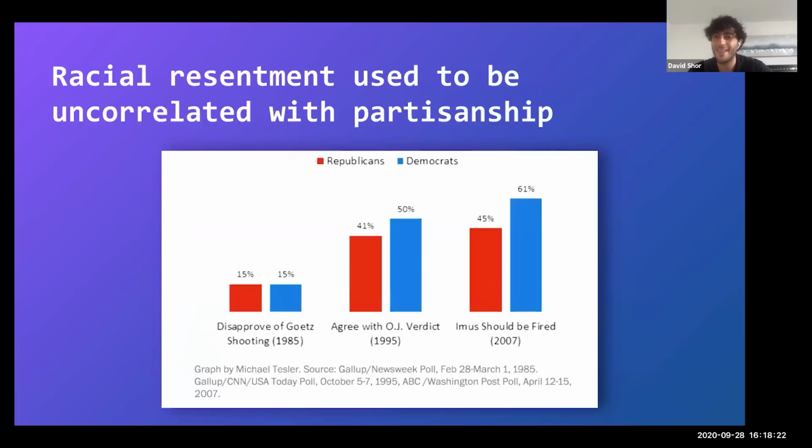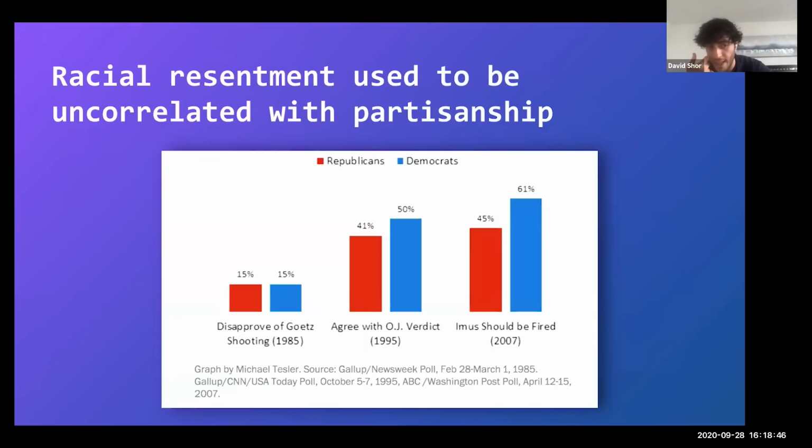So just another way to cut out this trend and what it practically means is, if you look historically, and when I say historically, I mean as recently as 15 years ago, racial resentment and partisanship used to be completely uncorrelated with each other.